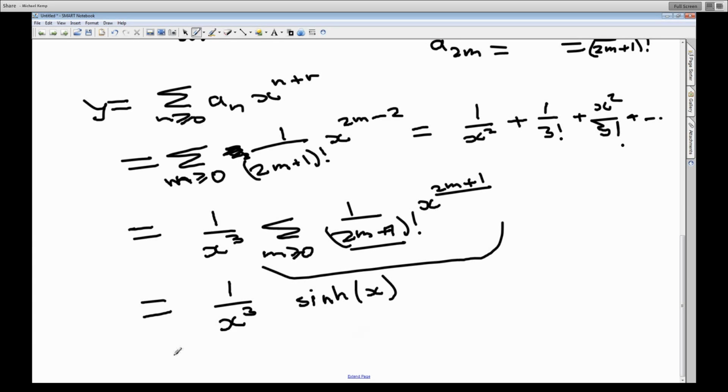Now you could do the same process with r equals minus 3, and you could repeat the process, and it'll give you another solution. It ends up being cosh of x over x cubed. There's a lot of work there, as I'm sure you can imagine, the same amount of work really. And that gives you two solutions.